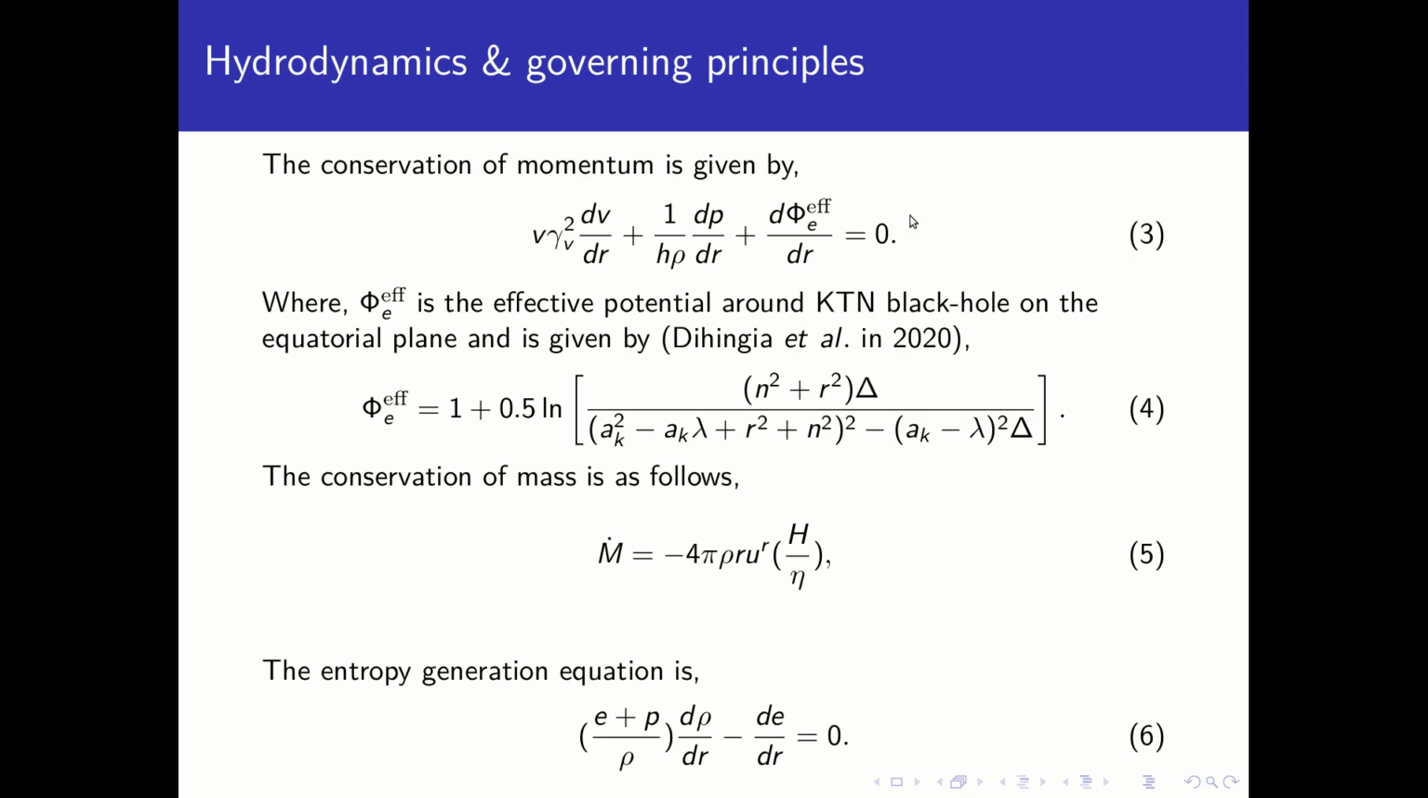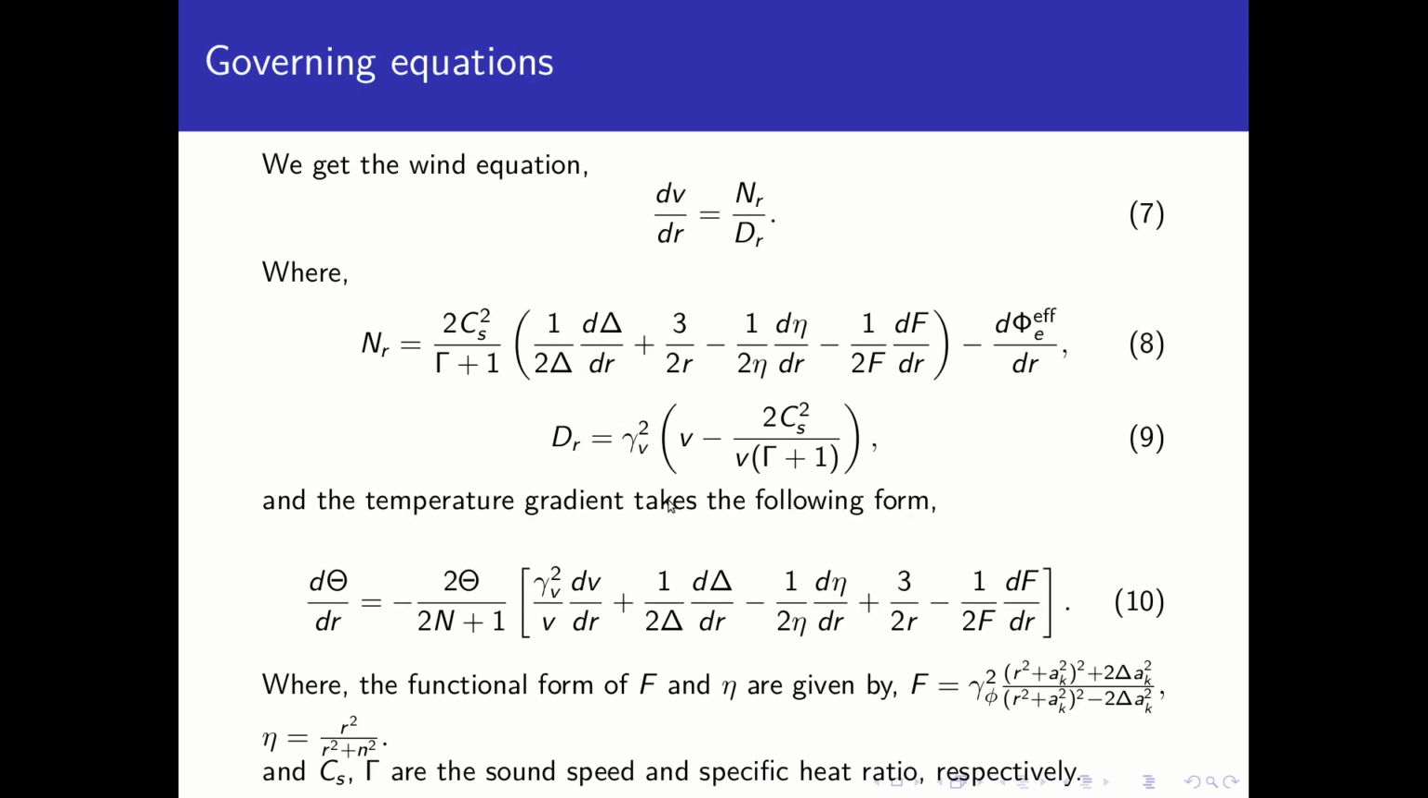The conservation of momentum is given by equation 3, where phi effective is the effective potential around the Kerr-Taub-NUT black hole on the equatorial plane, and it is given by Dihingia et al. in 2020. The conservation of mass is given by equation 5, and the entropy generation equation is equation 6. To see how the accretion flow behaves, we need the wind equation, which is dV/dr, where the numerator and denominator are given by equations 8 and 9, and we also have the temperature gradient equation, which is equation 10.